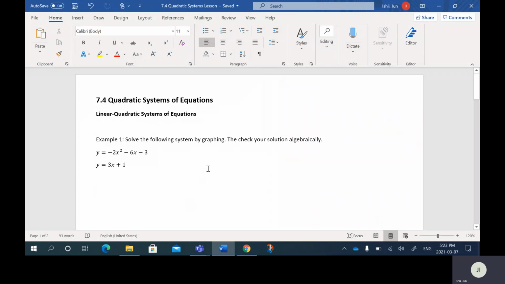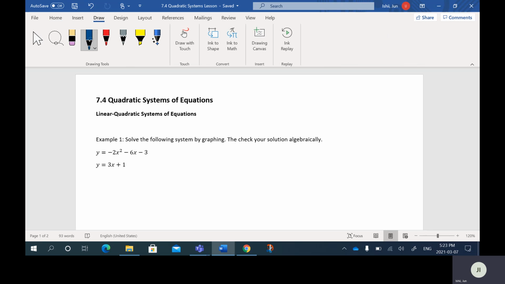All right. The final lesson of this graphical analysis unit is on quadratic systems of equations. So quadratic systems basically involve a quadratic equation, or quadratic function. If you recall from a couple lessons ago, the quadratic graphs were parabolas, and a linear equation is a line.